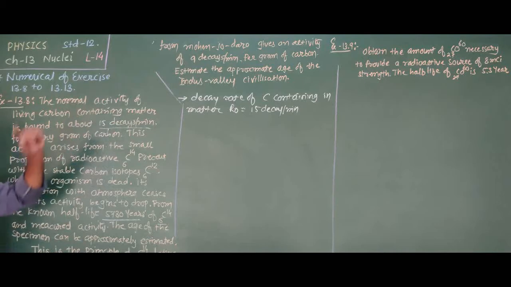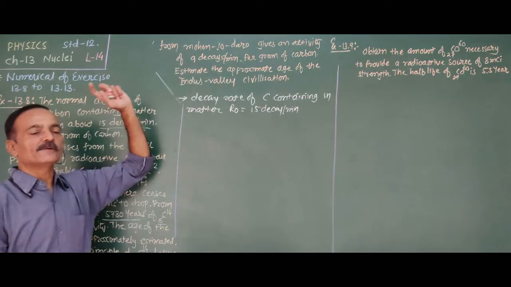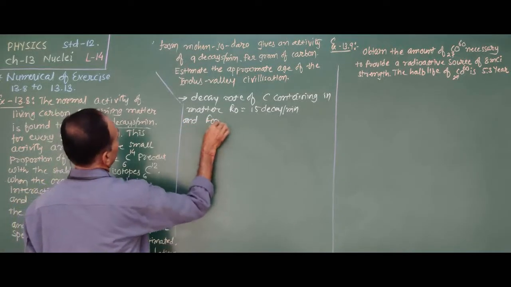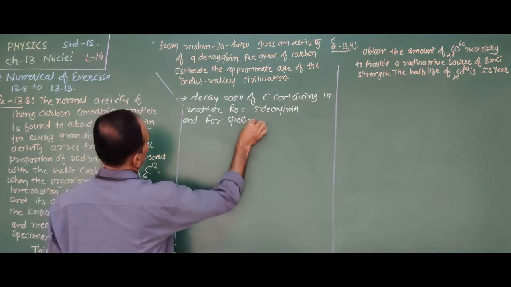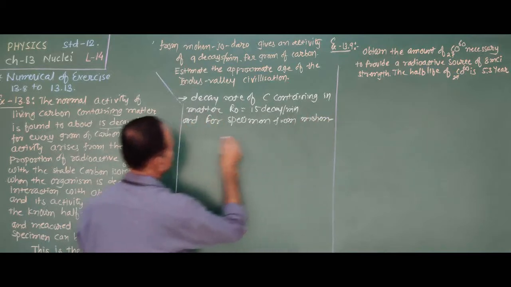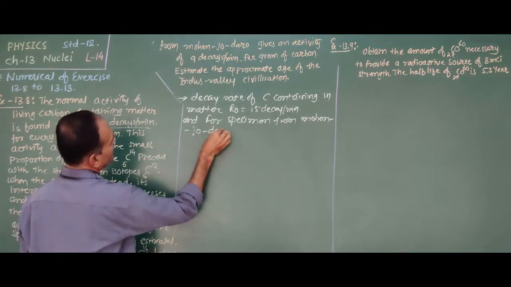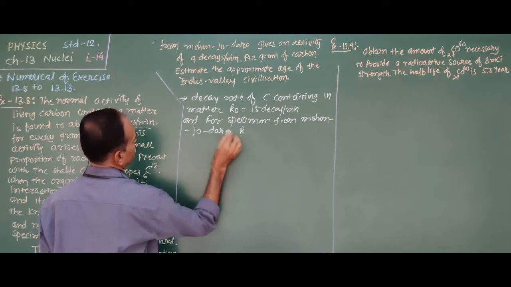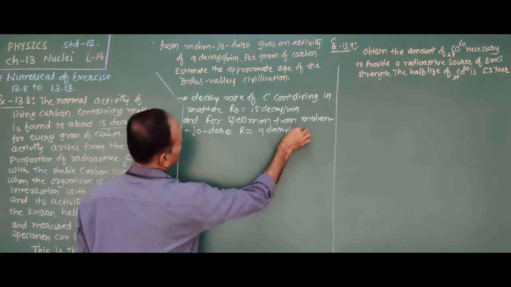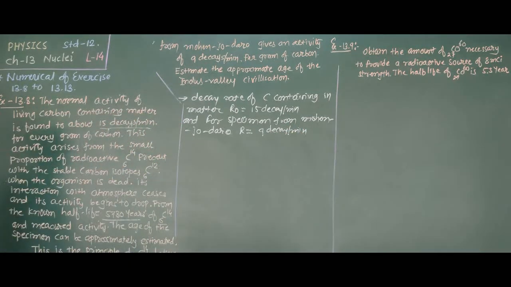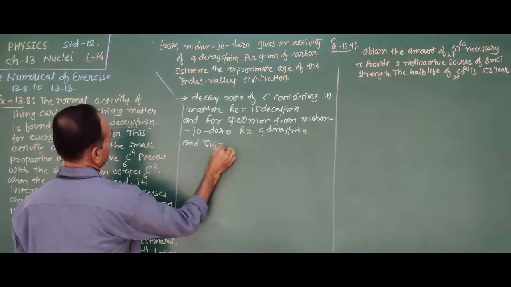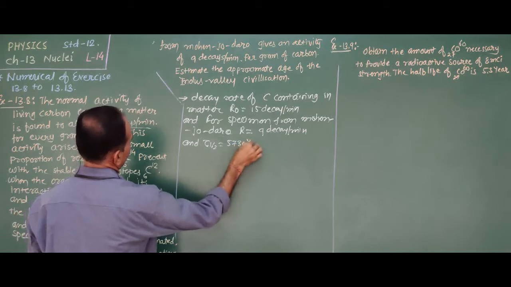And the decay rate of the specimen taken from Mohenjo-daro, R, is given as 9 decays per minute. And the half-life, tau half, is given as 5730 years.